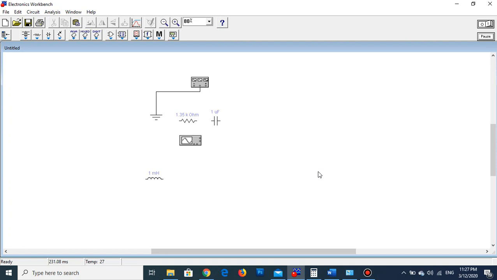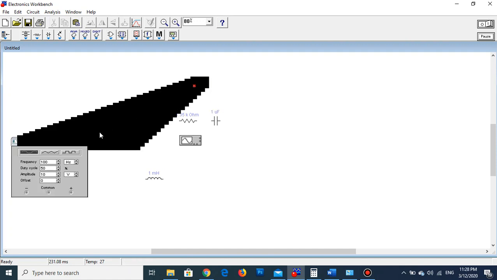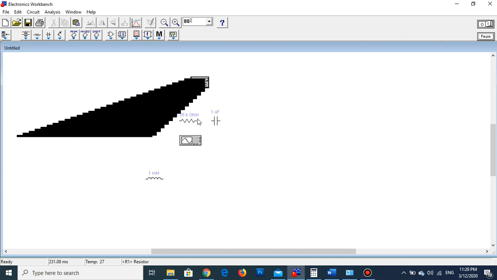Hello, today I'm going to tell you about an RC series circuit connected to a sinusoidal voltage source. So here we have a resistor of 1.35 kilo ohms and a capacitor of capacitance 1 microfarad, which will be connected to a generator giving me a sinusoidal voltage of frequency 100 Hz. So this is how to connect our circuit.